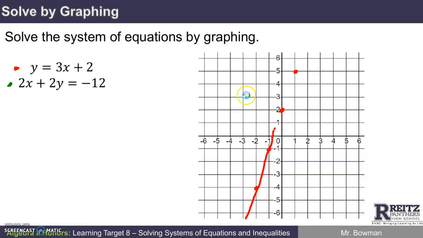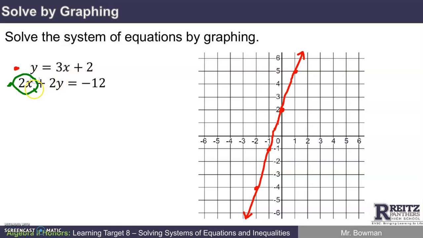Yeah, let's try that again. Better? Unfortunately, though, this green equation is not the easiest to graph. One way to solve that problem would be to solve it for y. So let's do that. Let's solve this thing for y.